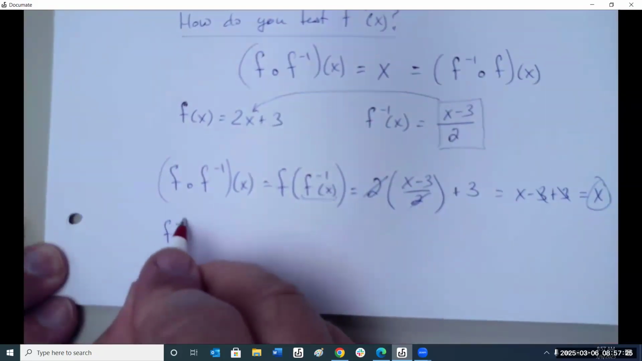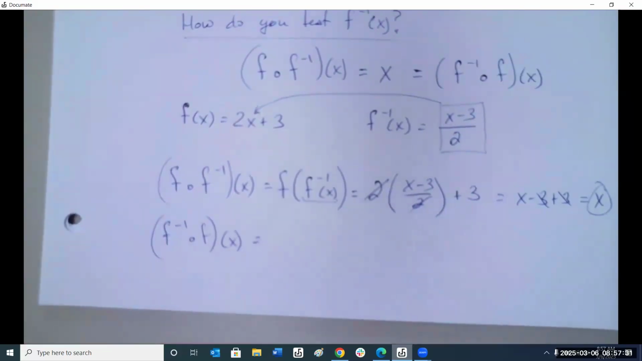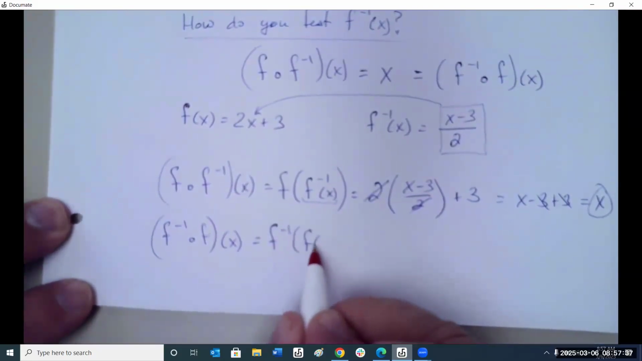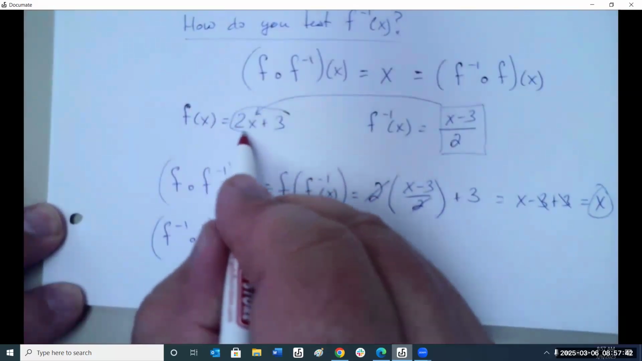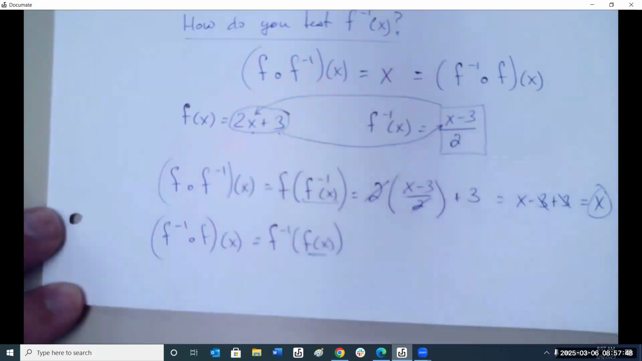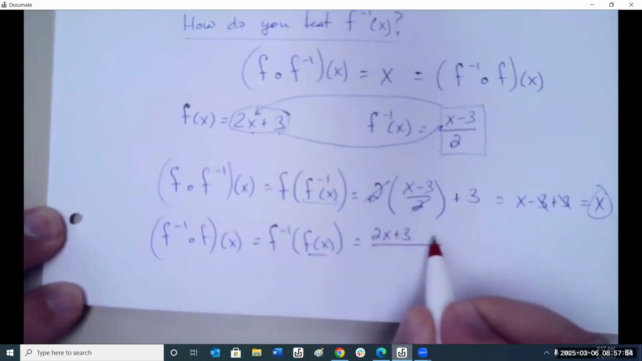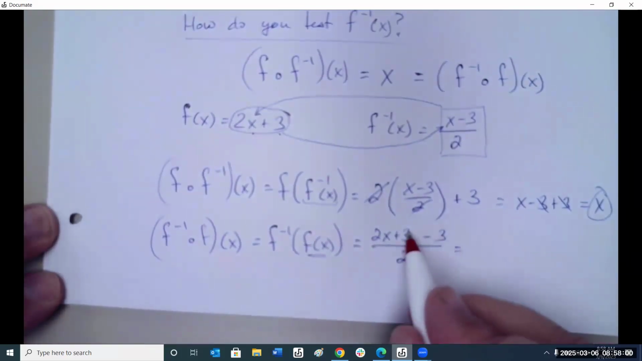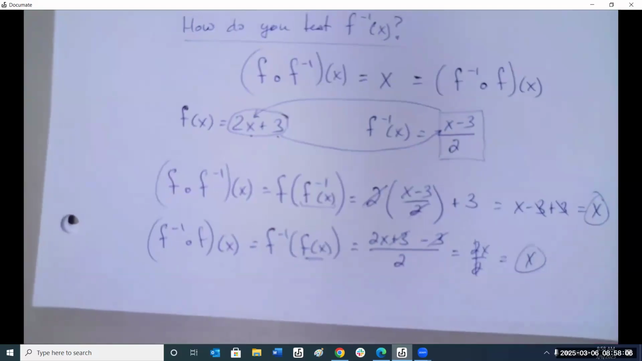Then we got to do it the other way. What this one says is f inverse of f of x, which means anywhere you see an x in the inverse, we put f of x in its place. So anywhere you see an x, we put that equation in its place. 2x plus 3 minus 3 over 2. The 3's cancel. 2x over 2. So those are inverses.